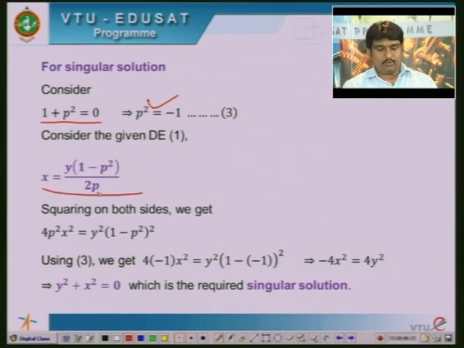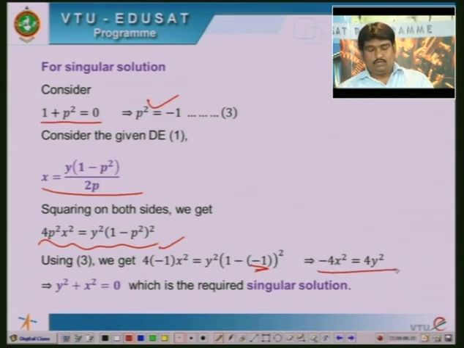As I have p square and only p here, I'll square this equation and simplify to get even powers of p. 4p square x square equals y square into 1 minus p square, the whole square. Now I'll substitute the p square value. p square is minus 1, so it is 4 into minus 1 into x square equals y square into 1 minus p square, with p square being minus 1, the whole square, which is nothing but minus 4x square equals 4y square. Therefore 4y square plus x square equals 0 serves as the singular solution of the differential equation.